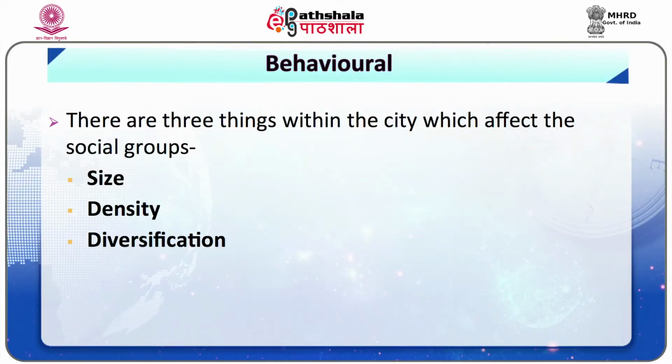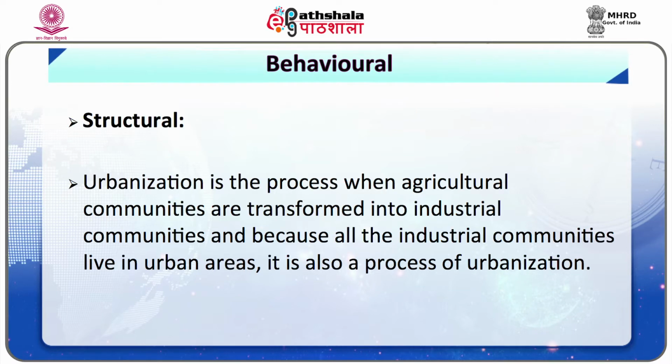There are three things within the city which affect the social groups: size, density, and diversification. Now we come to the second definition, which is a structural definition. Urbanization is the process where agricultural communities are transformed into industrial communities, and because all the industrial communities live in urban areas, it is also a process of urbanization.